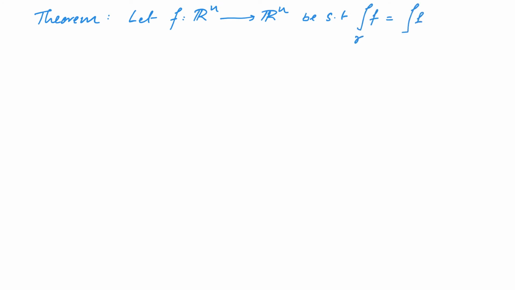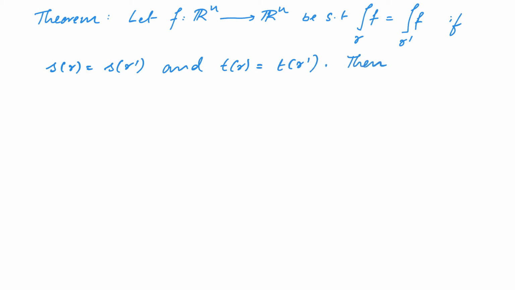Now let us state and prove the converse of the earlier theorem. Let f be a vector field, that means f is a function from Rn to Rn, such that the integral of f does not depend on the curve along which you are integrating but only depends on its endpoints. More precisely, the integral of f along gamma is equal to the integral of f along gamma dash if the starting point of gamma is equal to the starting point of gamma dash and the ending point of gamma is equal to the ending point of gamma dash. Then there exists some function phi from Rn to R such that f is equal to gradient of phi. Let us now try to see a proof of this fact.